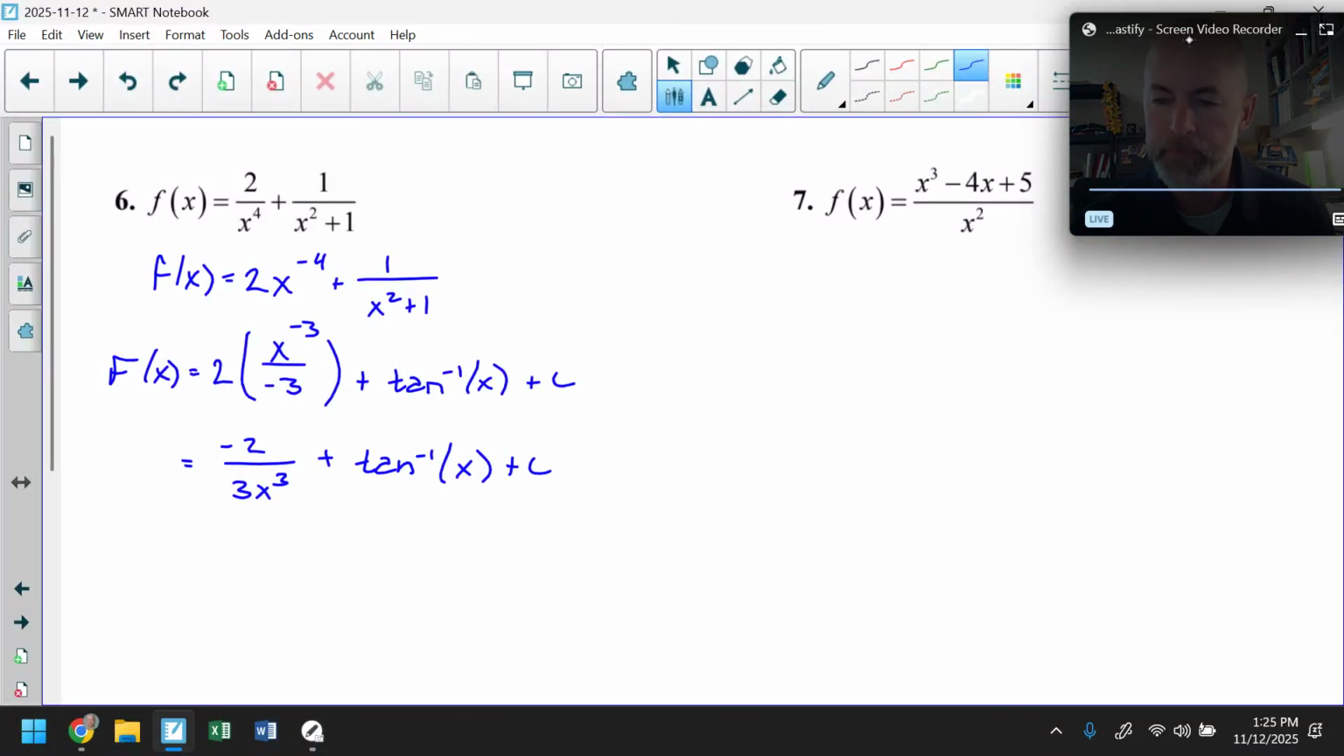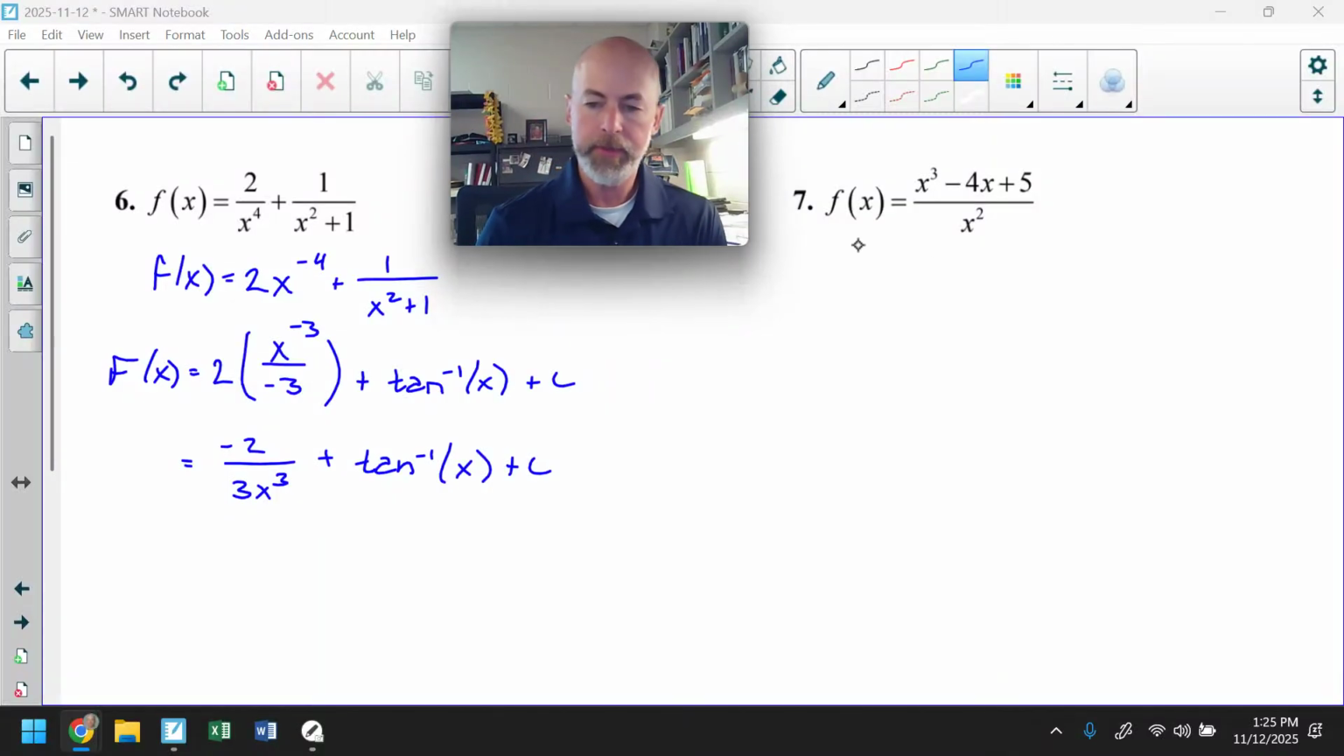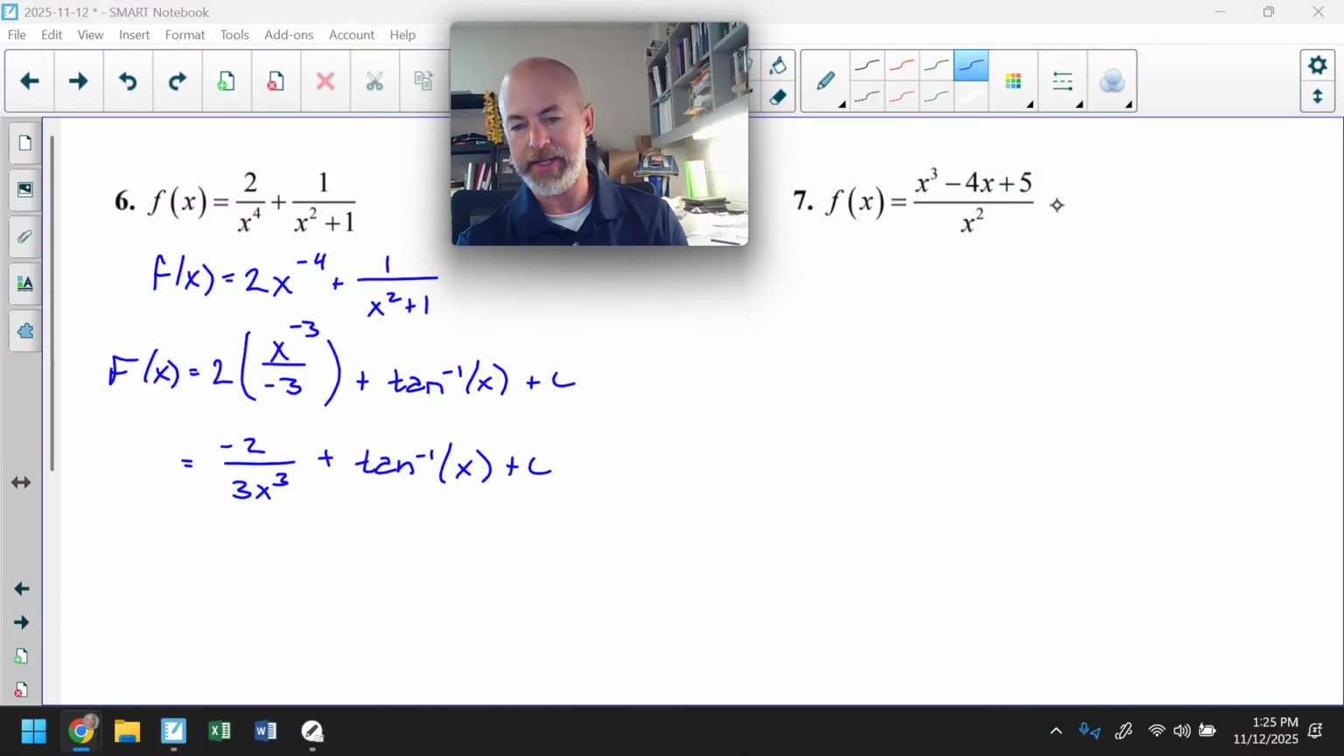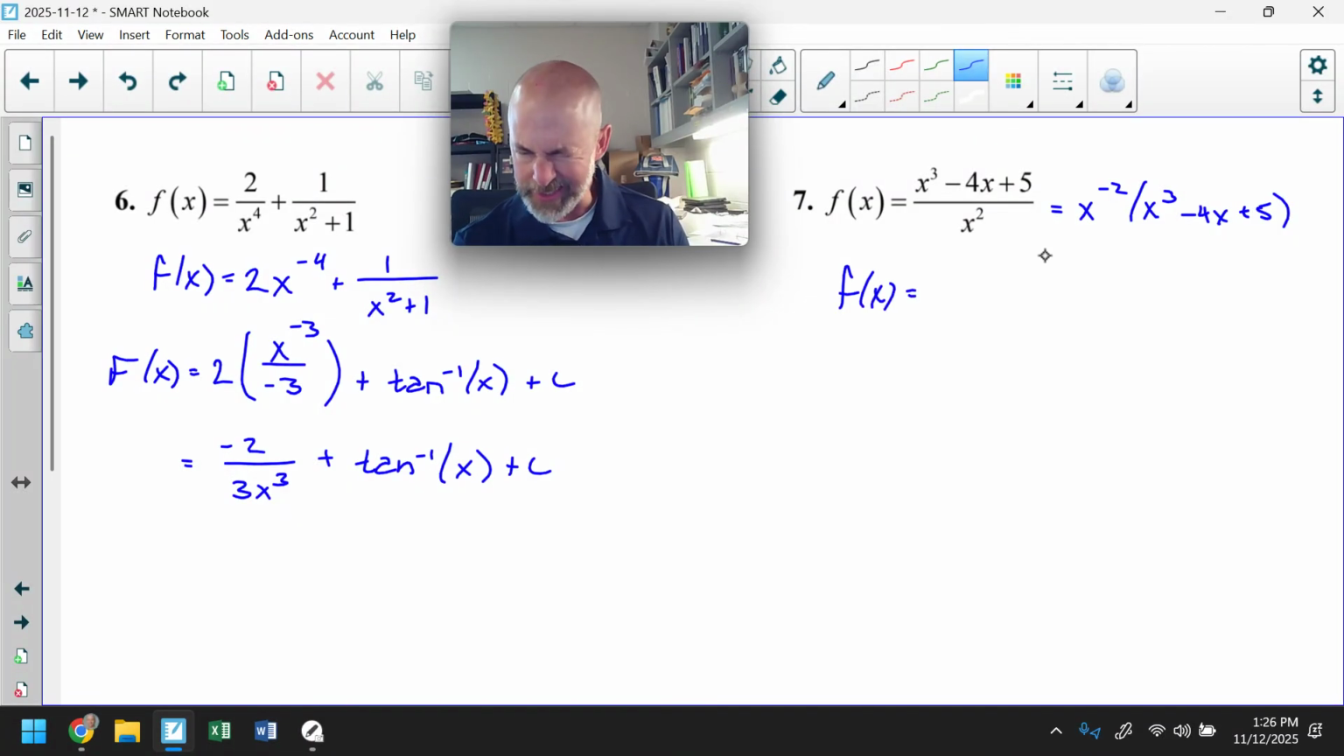There we go. Let's see number 7 here. Again, it's kind of ugly. I want to clean this up some, and we can indeed clean this up. You can bring that x squared up, make that x to the negative 2 times x cubed minus 4x plus 5. And when you distribute that x to the negative 2, we end up having a function that is x to the first minus 4x to the negative 1 (negative 2 plus 1 is negative 1), and then 5x to the negative 2.